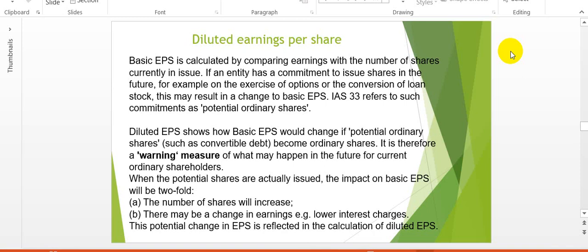These potential ordinary shares could dilute the EPS, so you need to compute the diluted EPS, which simply shows how the basic EPS would change if potential ordinary shares became ordinary shares. This acts as a warning measure of what may happen in the future for current shareholders.